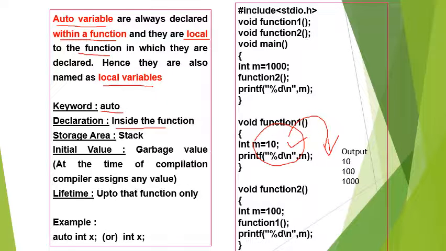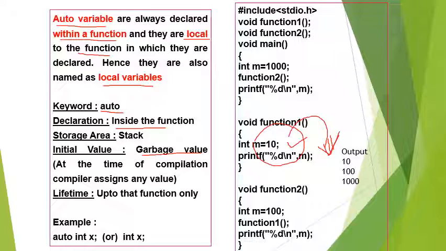After going from this function, its value will be lost. It is called a lifetime. Then for an auto variable, the initial value will be a garbage value. Garbage value means the compiler will decide any value. It can be anything. It's called a garbage value.